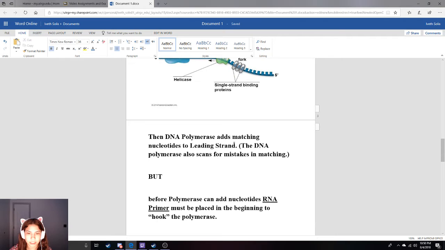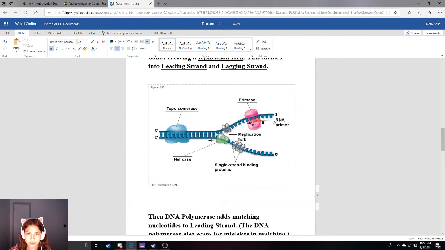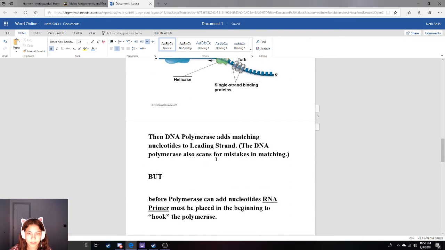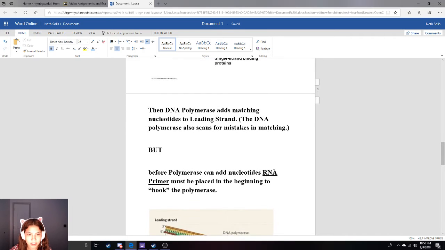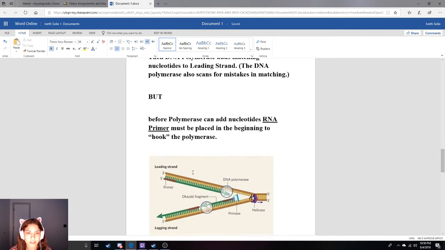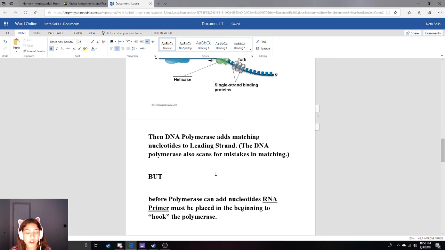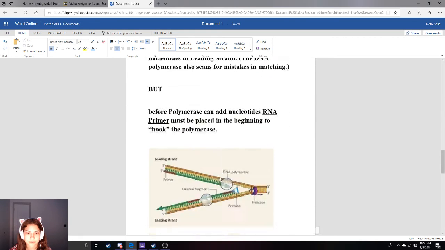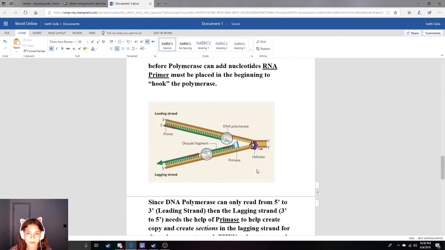Then DNA polymerase adds matching nucleotides to the leading strand. The DNA polymerase also scans for mistakes in matching. But before polymerase can add nucleotides, an RNA primer must be placed at the beginning to hook the polymerase. So right here, to hook it to go on with the nucleotides.